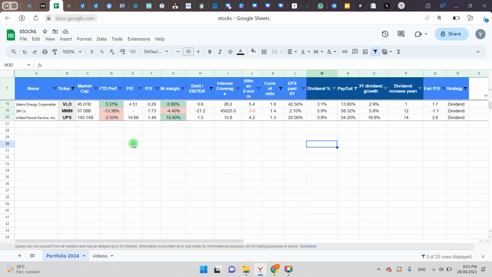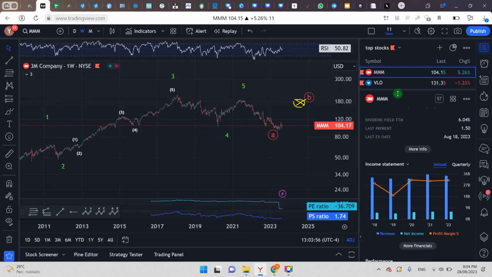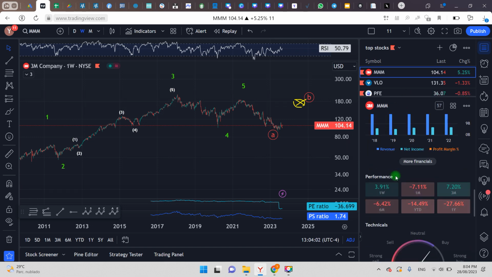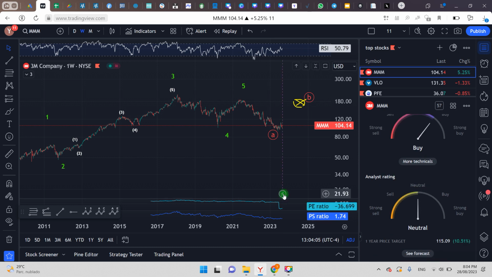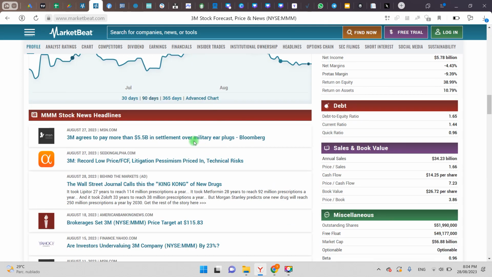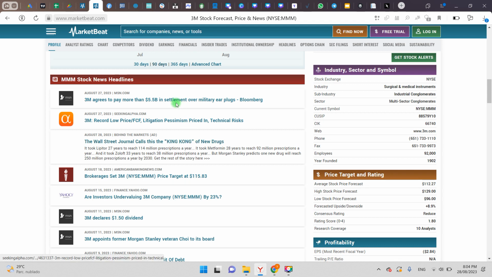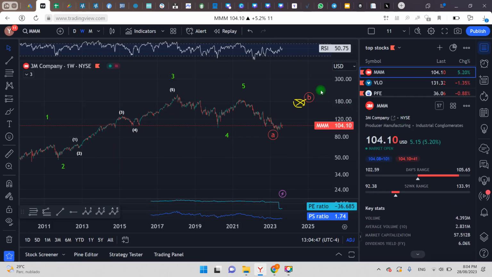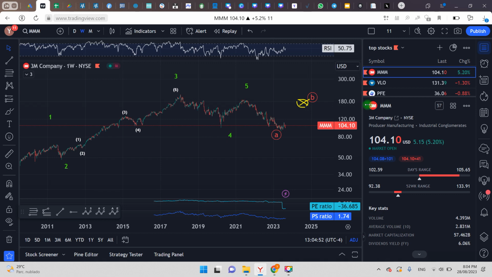Also we can see that 3M today is up more than 5%. There was nice and positive news about this company. Let me find it here. What we see, it's positive. 3M agrees to pay more than 5.5 billion settlement to military, but it's a positive sign for investors in this company, because it was expected to be, if I'm not mistaken, about 15-16 billion bucks. Now it's only 5, so positive information for investors.